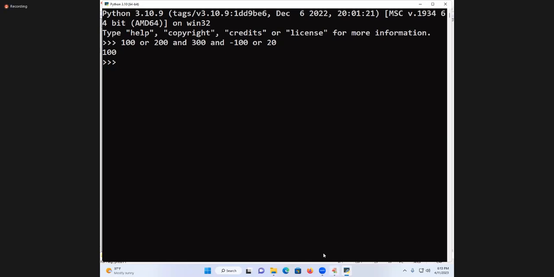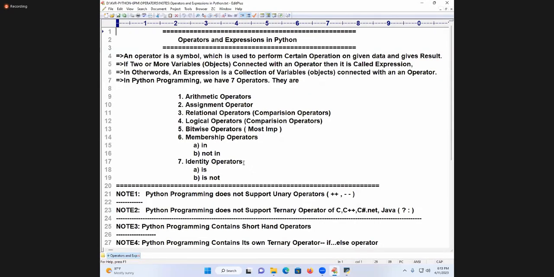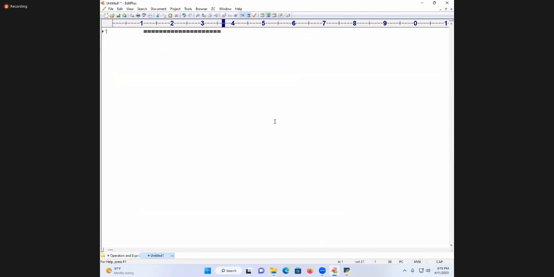Now, let us move further. The next important concept is bitwise operators. I'm going to discuss bitwise operators now. Very important, students. So let's follow bitwise operators.